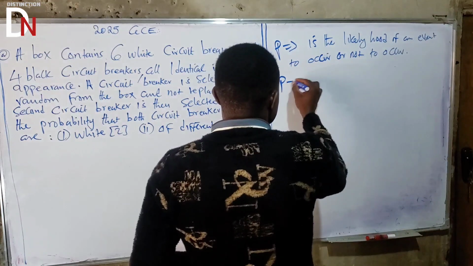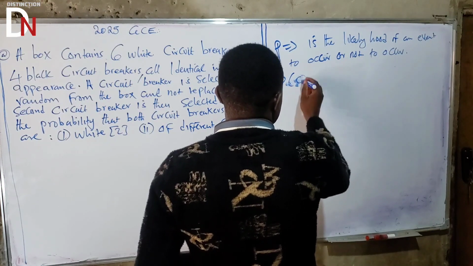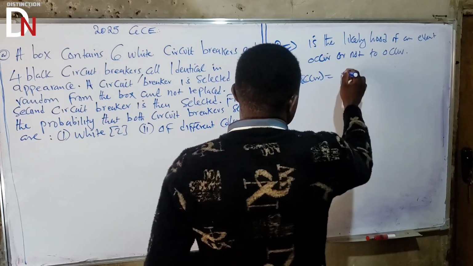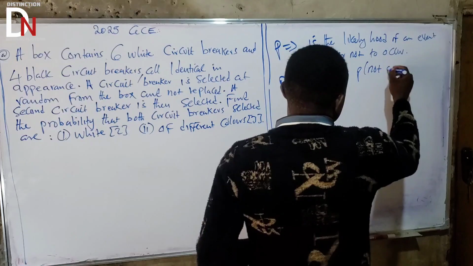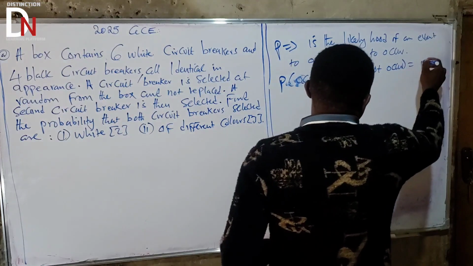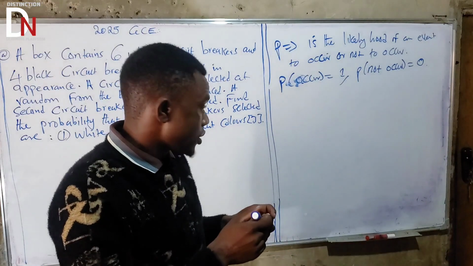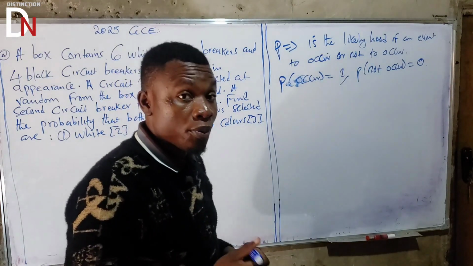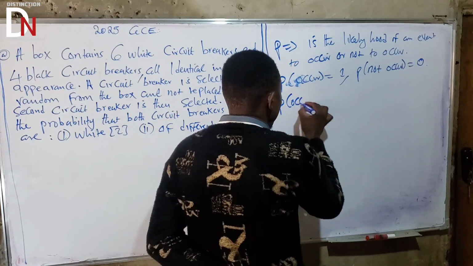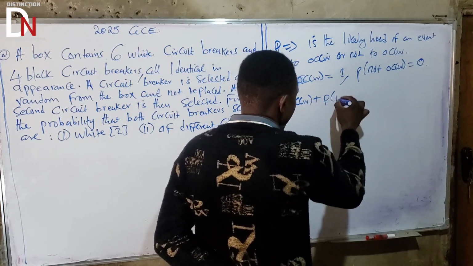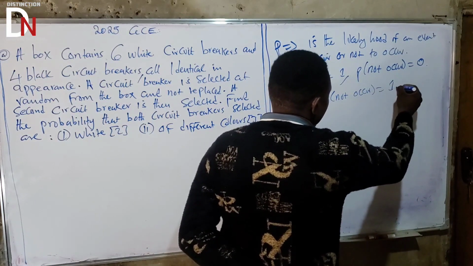So the probability of something to occur, we are saying this is what? 1. And the probability of something not to occur, the answer is always what? 0. Therefore, from these two important concepts, we can come up with the formula, which is the probability of something to occur plus the probability of something not to occur. The answer should always be 1.